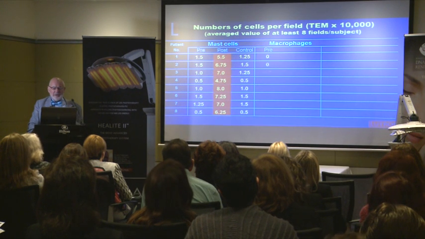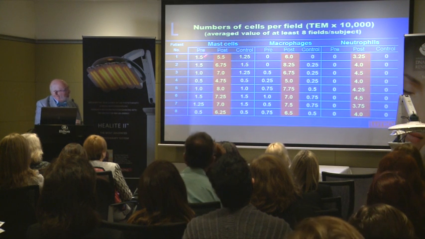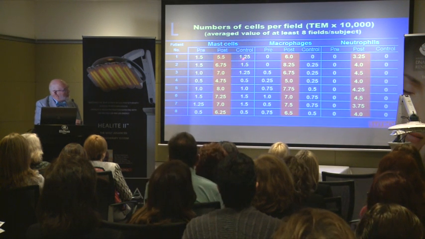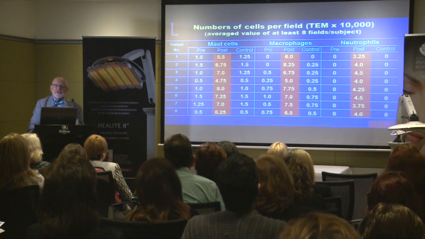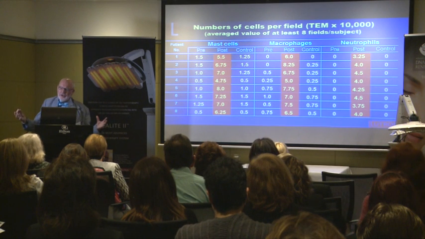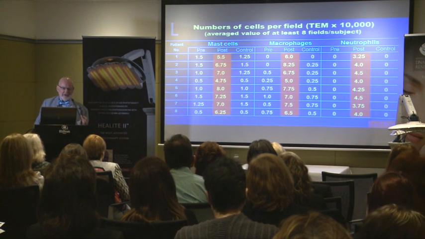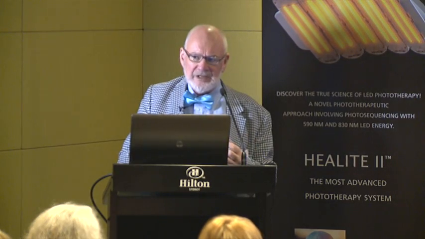Mast cells, macrophages, and neutrophils. We compare the counts pre, post, and control. Not any difference between pre and control, statistically significant difference in post. So all of these cells were pulled into the area by one single LED irradiation with 830 nanometers.